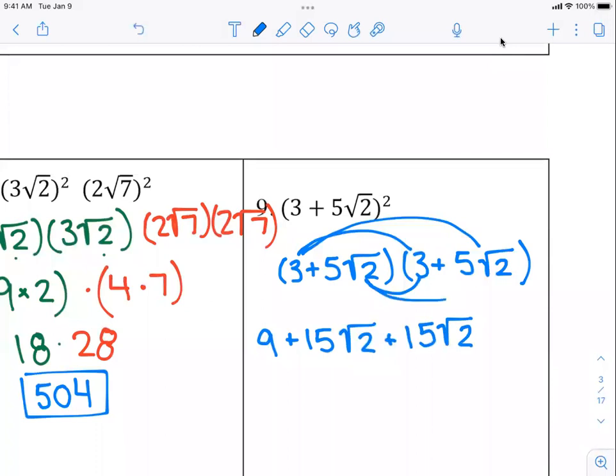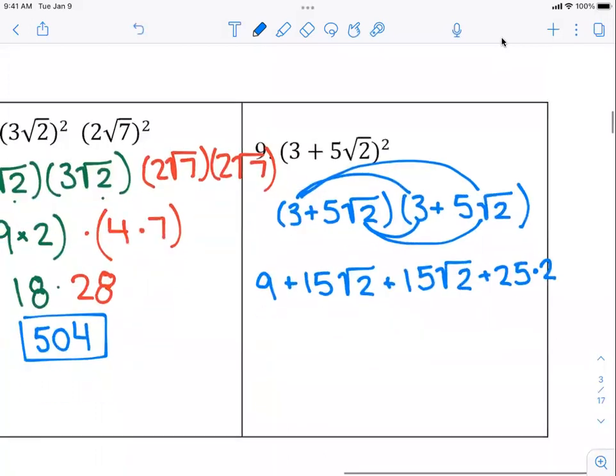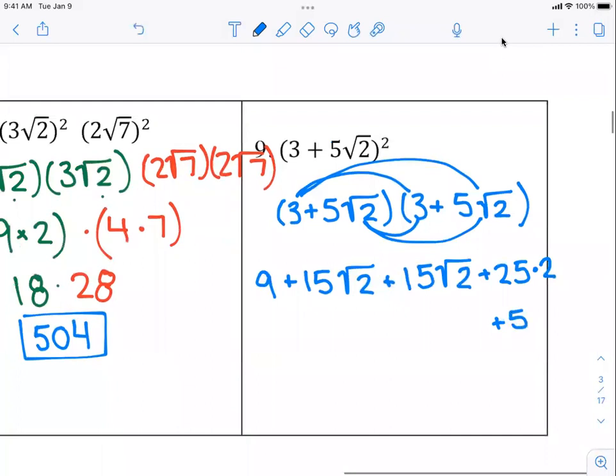And then the last term is 5 root 2 times 5 root 2. So you really have 5 times 5, which is 25. Root 2 times root 2 is root 4, and the square root of 4 is really just 2. So that's really just going to become a 50. 25 times 2 is really just a 50. So we have 9 plus 15 root 2 plus 15 root 2 plus 50.